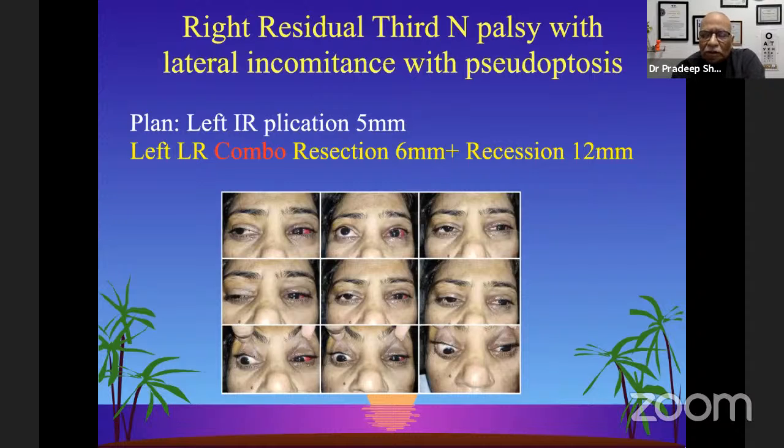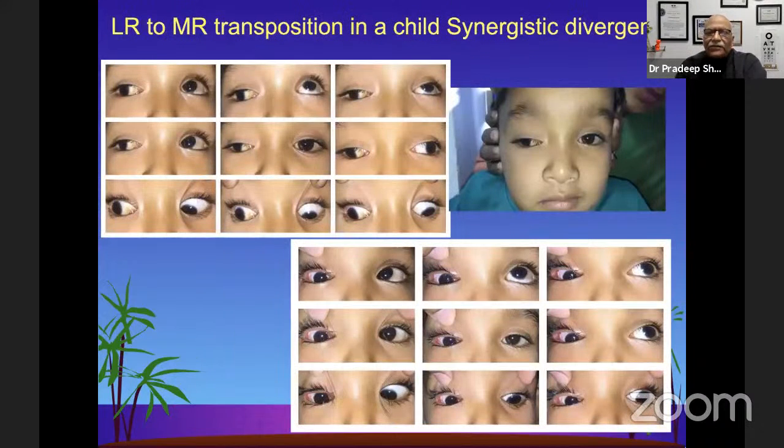So we did not induce an esotropia, and we corrected the primary position as well as corrected the large abduction which was happening and bothering her. So these are the additional things that we can do. In synergistic divergence children, we sometimes find this LR to MR Y split as a boon, because this corrects the aberrant innervation in the right way.